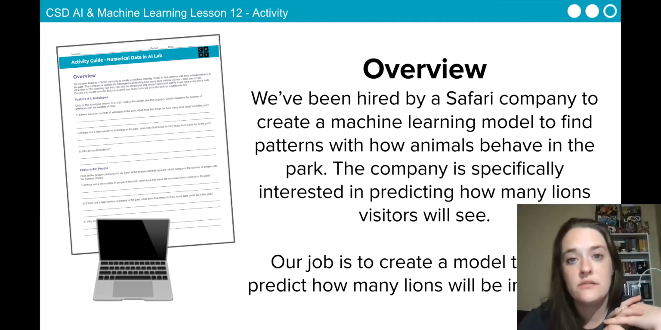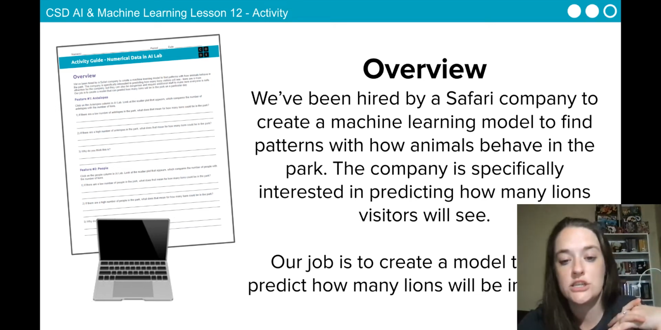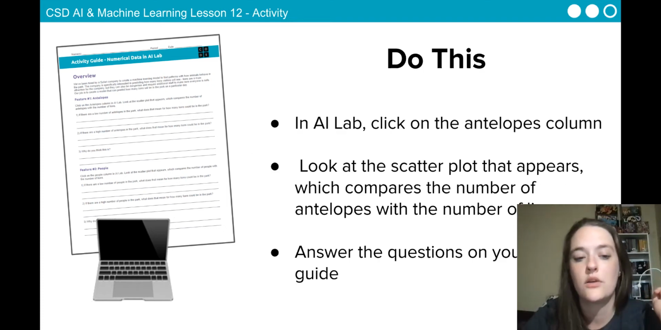If you haven't downloaded the activity guide, pause the video here so you can do that. We have been hired by a Safari company to create a machine learning model to find patterns with how animals behave in the park. The company is specifically interested in predicting how many lions visitors will see. Our job is to create a model that can predict how many lions will be in the park.